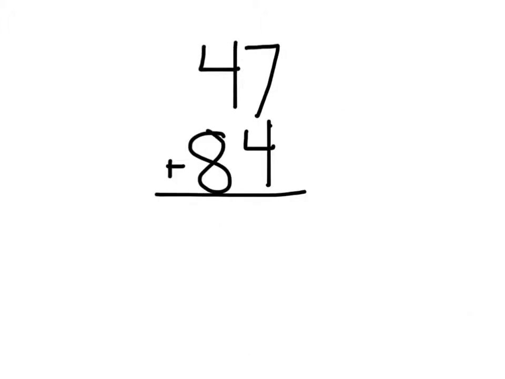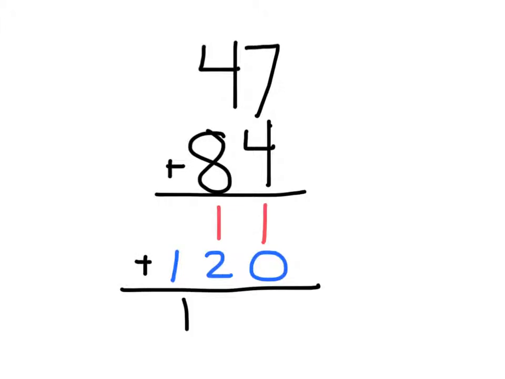And this is exactly what we do when we teach them how to do the traditional algorithm for two-digit addition. We have them start off by solving in the ones place. 7 plus 4 is 11. And then they go into the tens place and solve 40 plus 80. And we really try to emphasize 40 plus 80, not 4 plus 8, is 120. And when you add them together, you get 131.